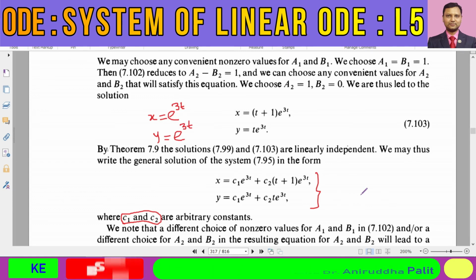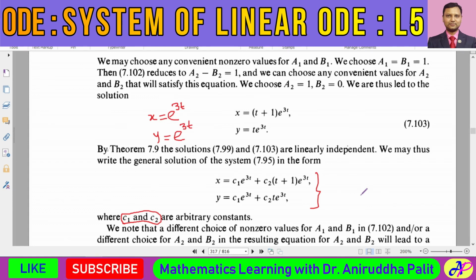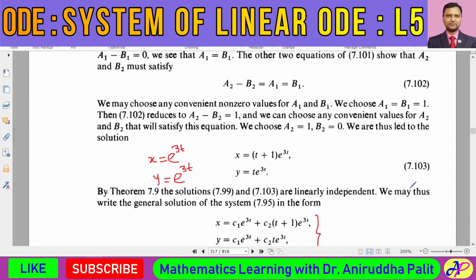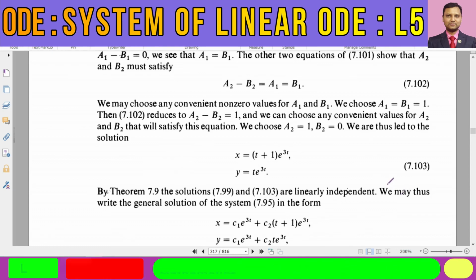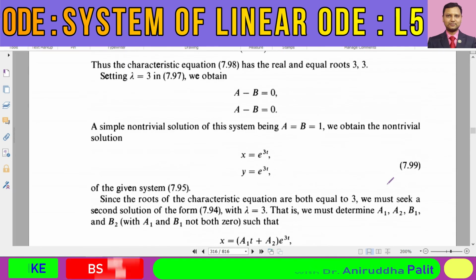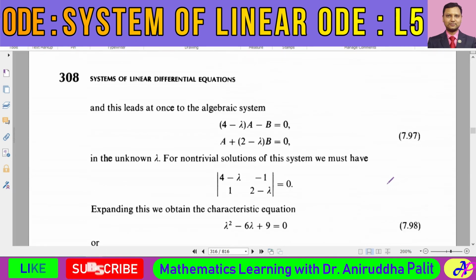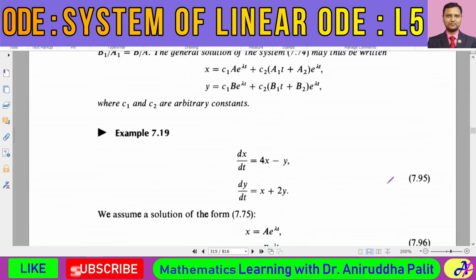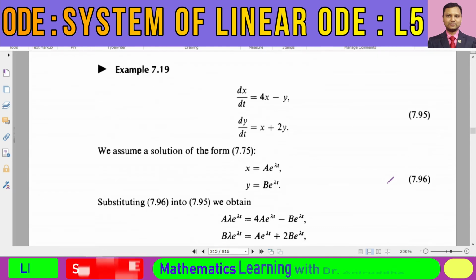All right, so in this way we are able to compute the solution of the given differential system. And this is the total discussion regarding the solution of the system of differential equations whenever the characteristic roots of the given system are repeated and real.